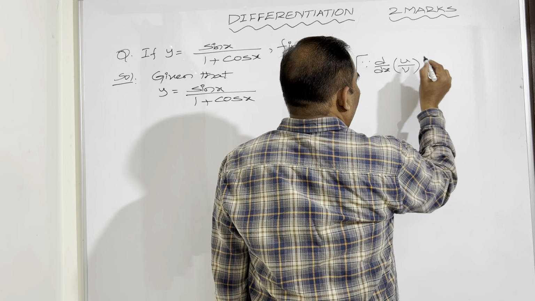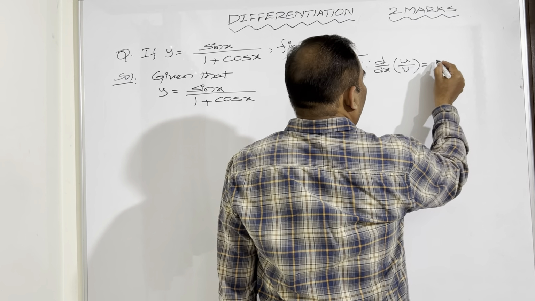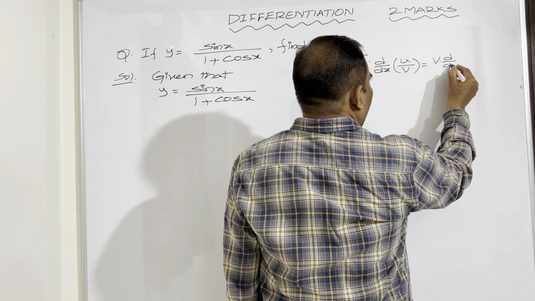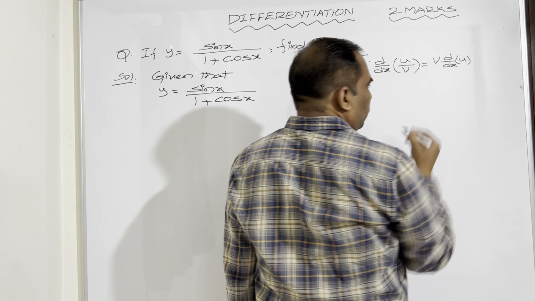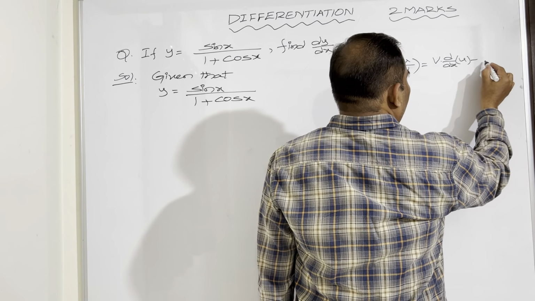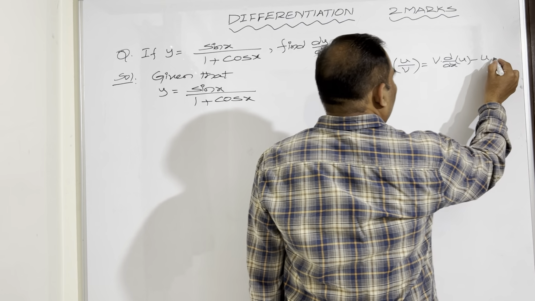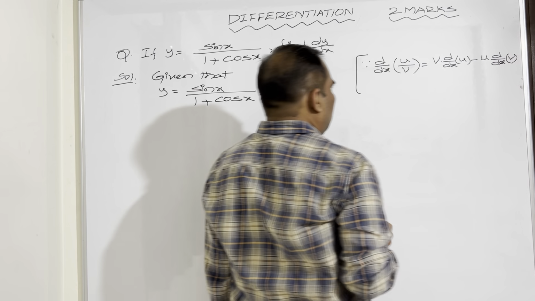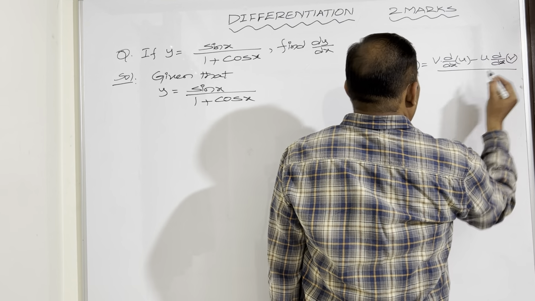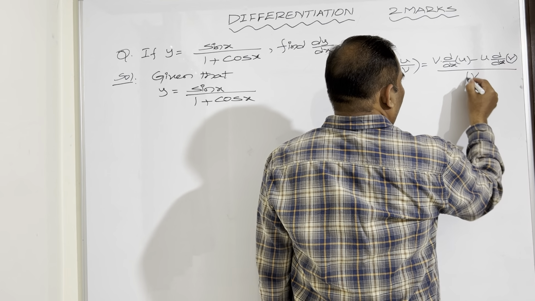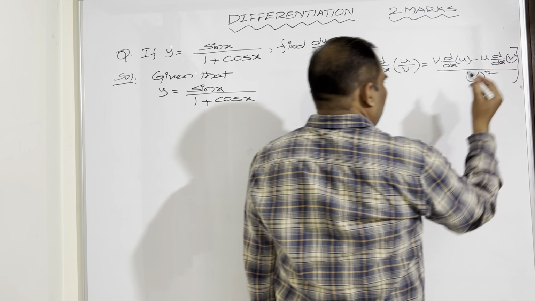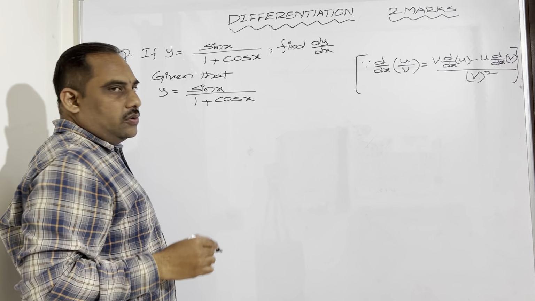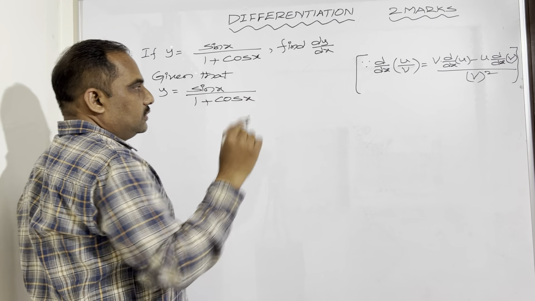Now, numerator and denominator here, which is equal to v into, that means denominator into derivative of numerator, minus numerator, that is u into derivative of denominator with respect to x, whole divided by denominator whole square, that is v whole square. This is the quotient rule. So now here we have y is equal to sin x by 1 plus cos x.